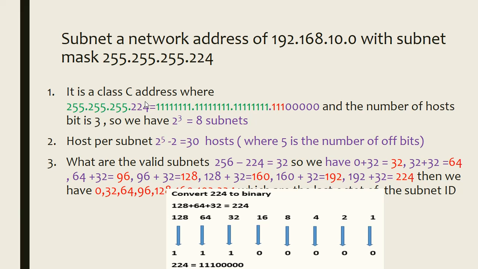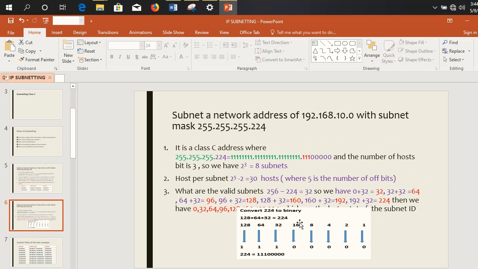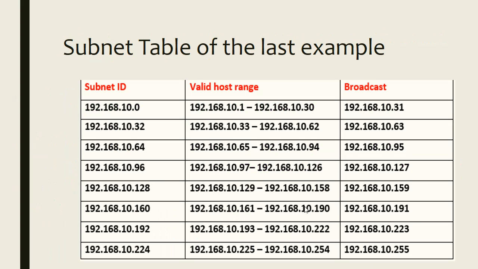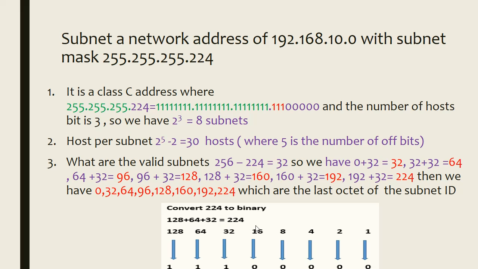Now converting 224 to binary, I can have 128, 64, 32, 16, 8, 4, 2, 1. So now count this: I'm having 1, 2, 3, 4, 5, 6, 7, 8 bits, right? So if I add 128 plus 64 plus 32, I'm having 224.